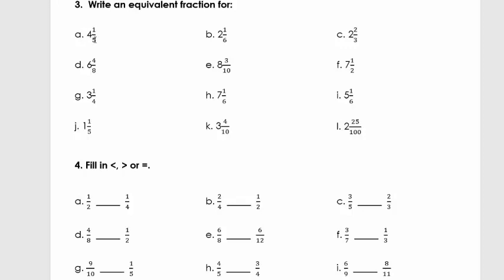I'm going to say one example. So 5 times 2 and 1 times 2. So we can have 2 tenths. So 4 and 2 tenths will be equal to 4 and 1/5.